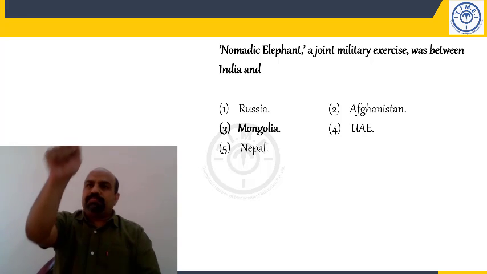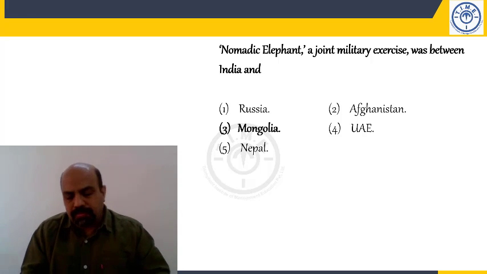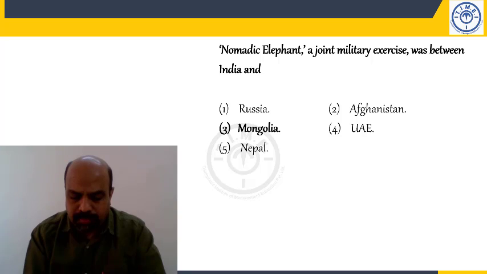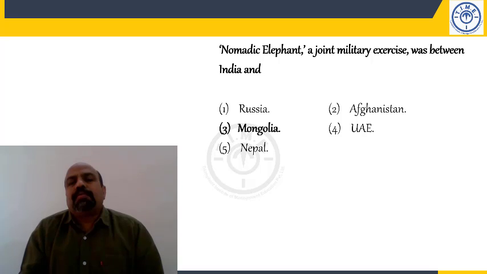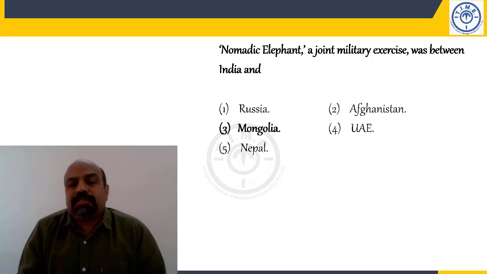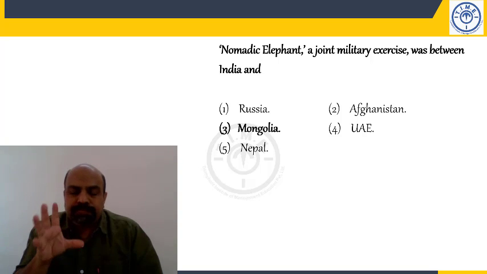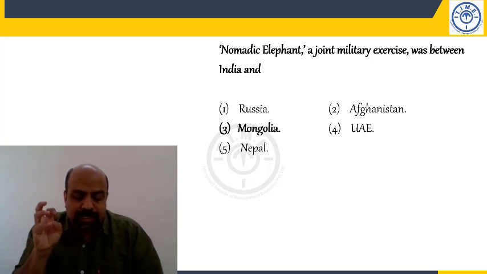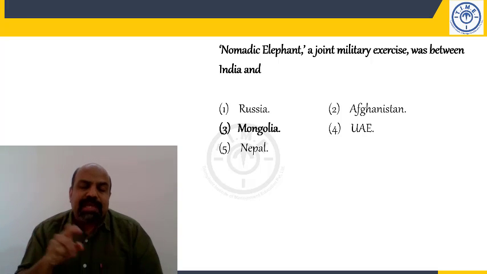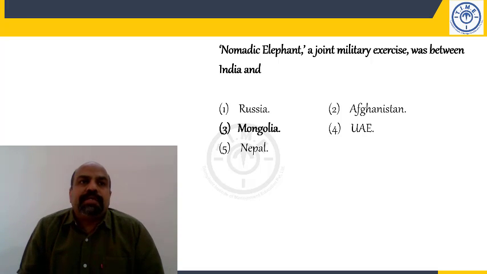Underline the word Mongolia. Pull a down arrow. Second largest landlocked country. Landlocked country.